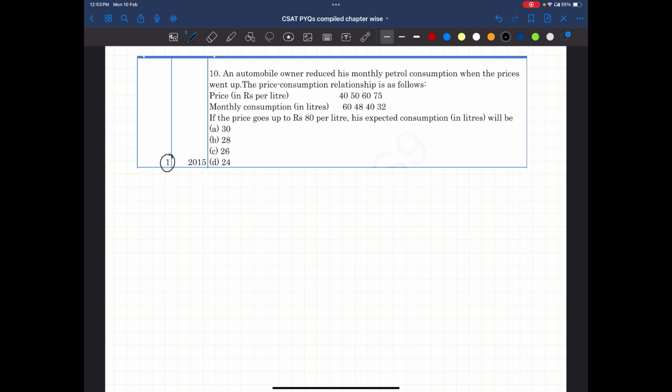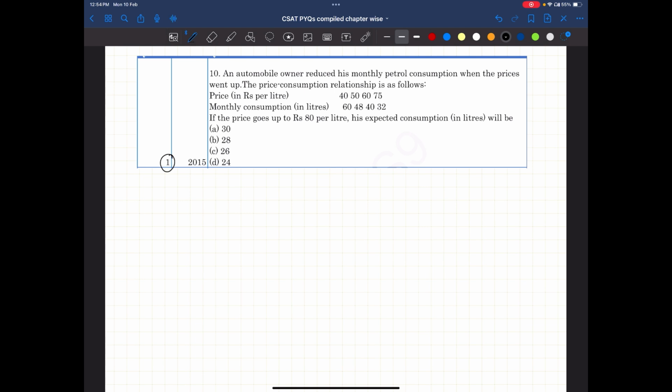An automobile owner reduced his monthly petrol consumption when the prices went up. The price consumption relationship is as follows. Price is given and monthly consumption is also given. Now, he is asking if the price goes up to 80 rupees per liter, his expected consumption in liters will be. Now, let us look into the question.